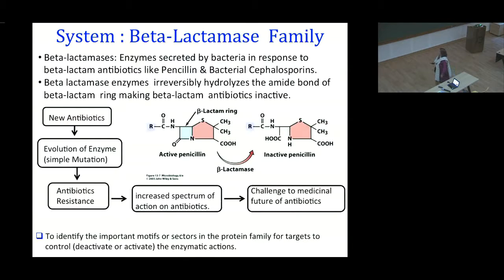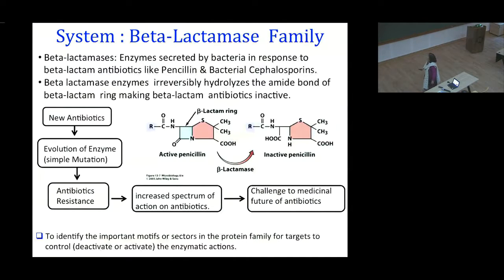So our plan will be to find out what motifs are there, or which clusters of amino acids are present, so that we can target those clusters and deactivate this enzyme action so that the penicillin is active. So we do this not by an experiment. Those experiments are very difficult.